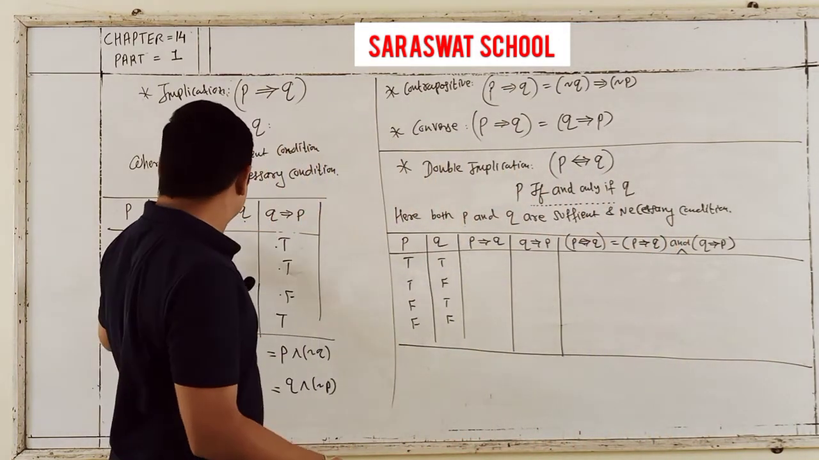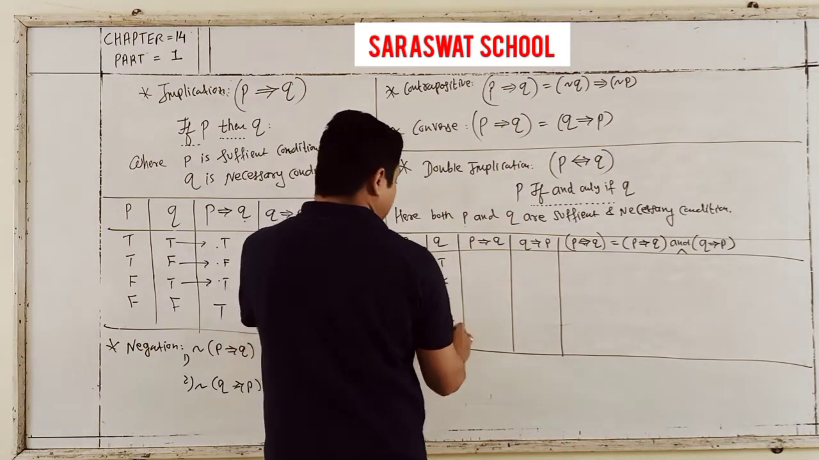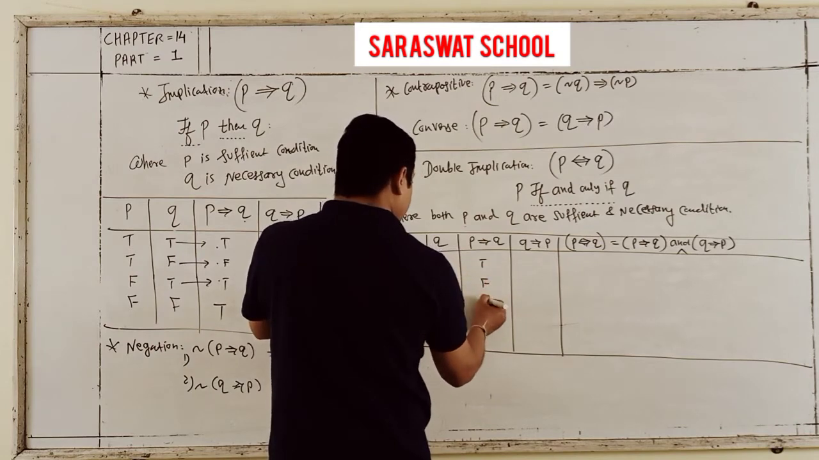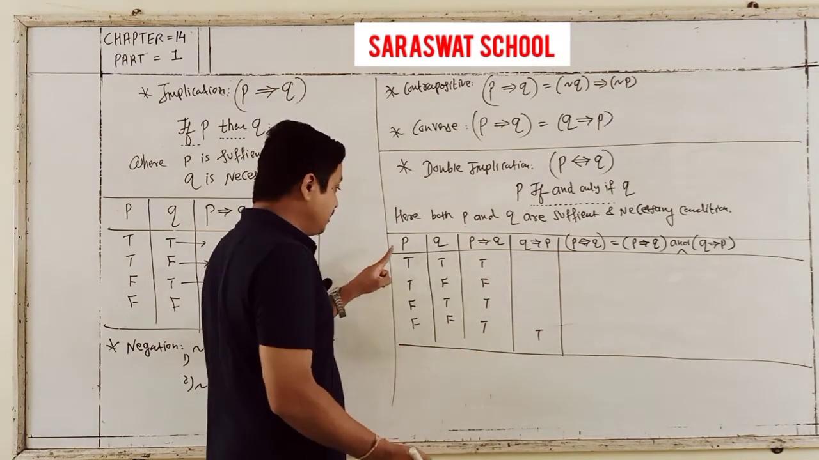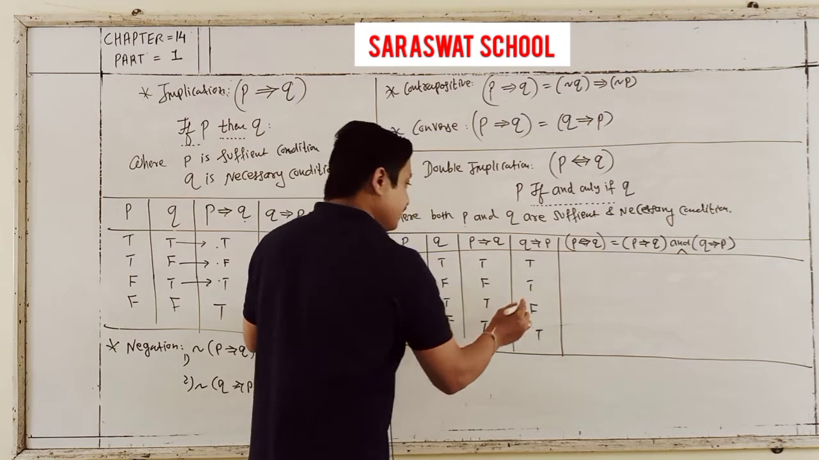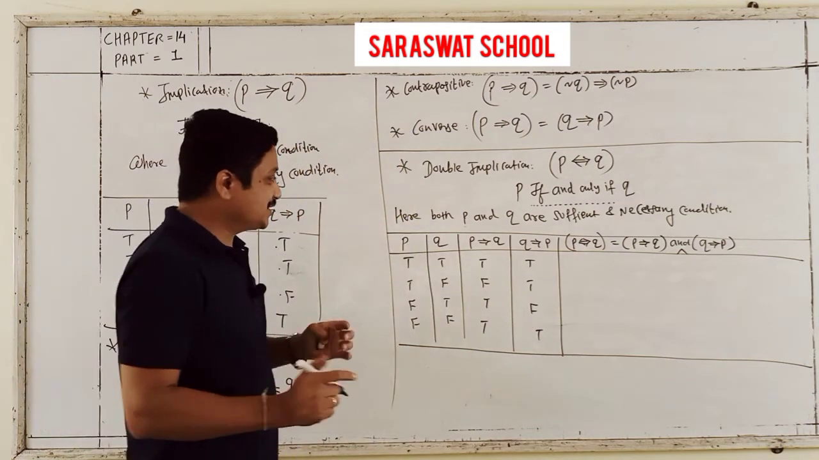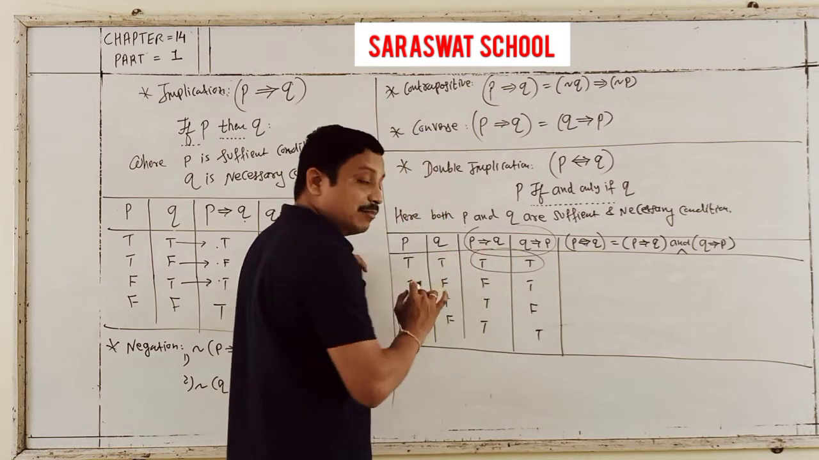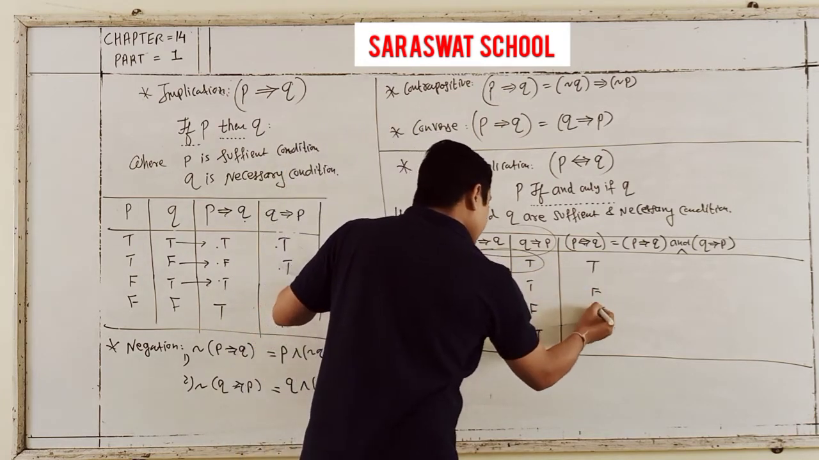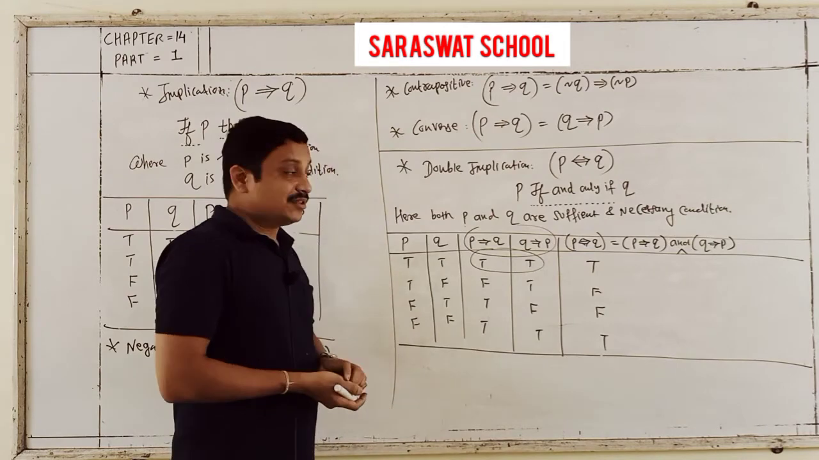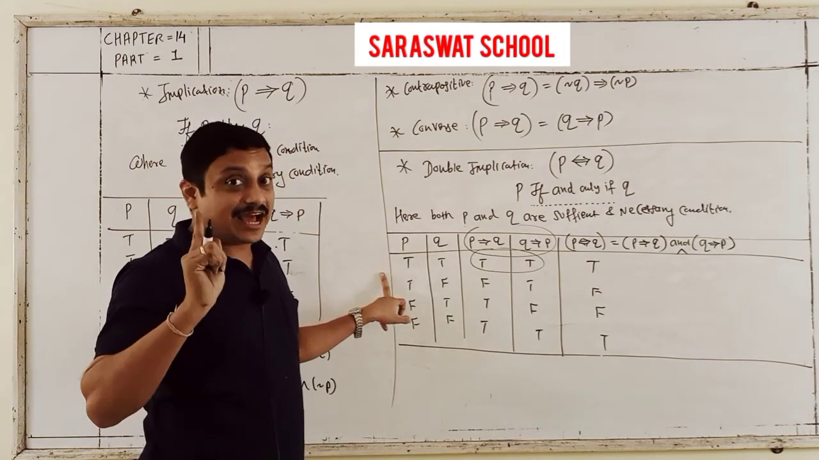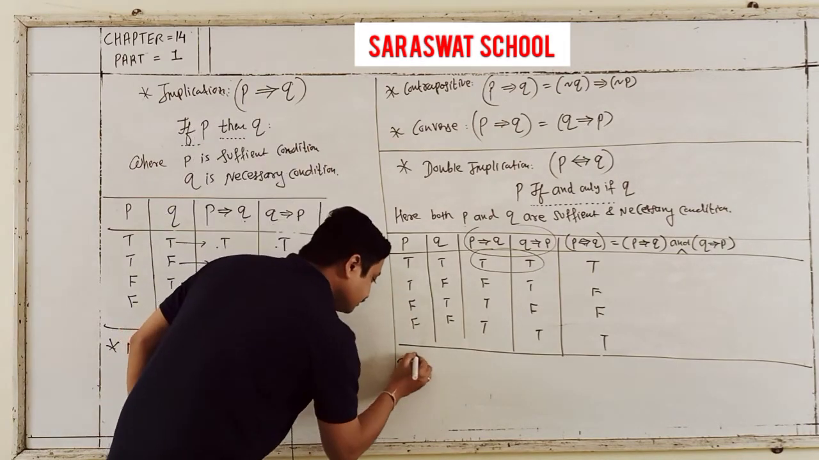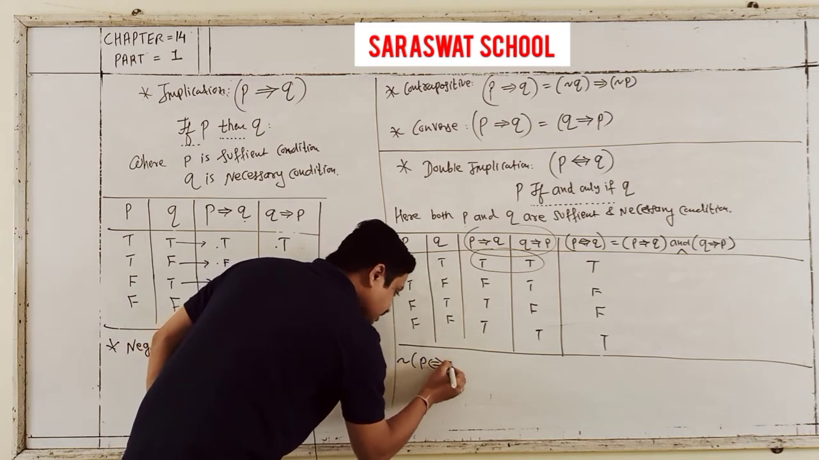Again the same, write down: F, then T, T, F, T. Here, F then T, for P related, T, T, F, and both conjunction. It means, students, I will show this in the conjunction part. Double T then T, F, F, and here T. These topics are related. And the last part is negation of double implications.